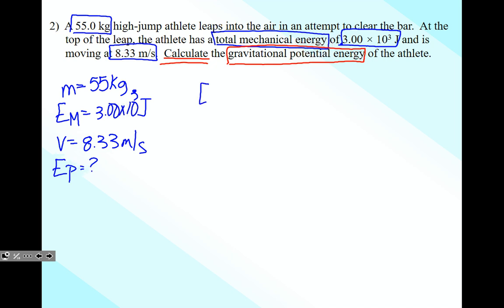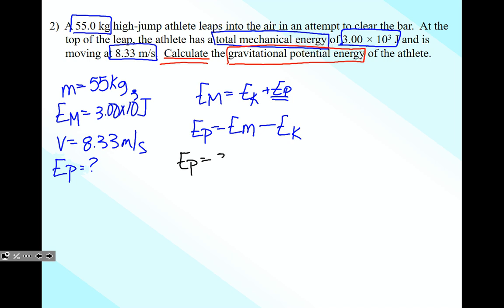So here's our formula. EM is equal to EK plus EP. Now I'm going to rearrange the formula, making sure I'm isolating the EP. EP is equal to EM minus EK. Okay, that's our new formula. So now let's start breaking this down, because we know our EM. EP is equal to 3.00 times 10 to the power 3, subtract 1/2 mv squared.